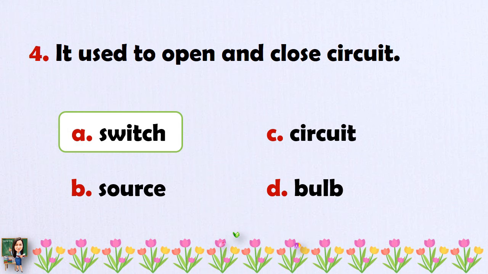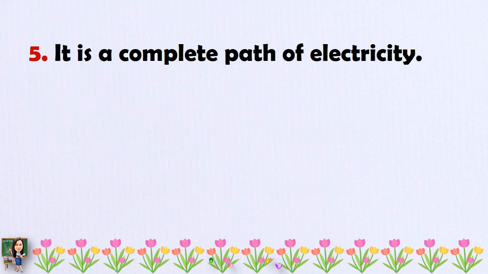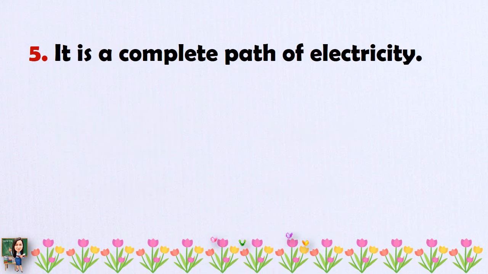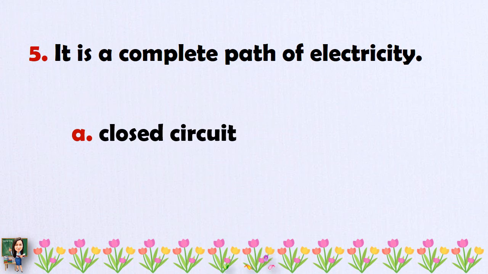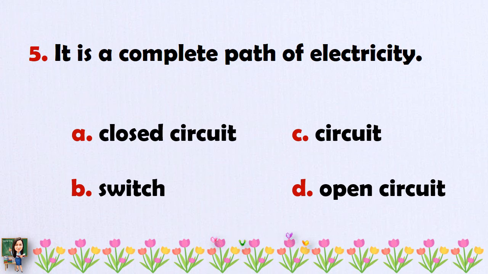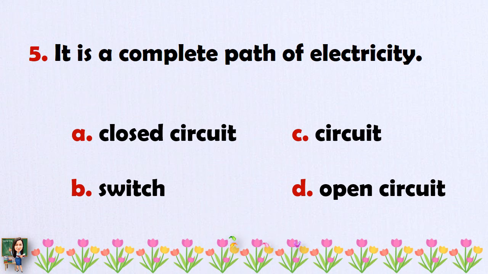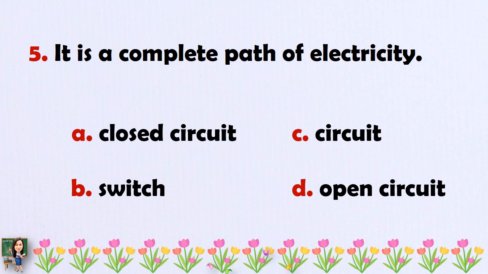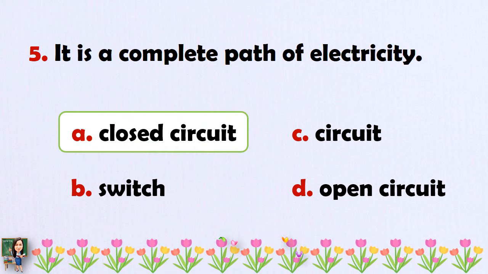Switch. And number 5. It is a complete path of electricity. A. Closed circuit. B. Switch. C. Circuit. D. Open circuit. What is the correct answer? Very good! The correct answer is letter A, closed circuit.